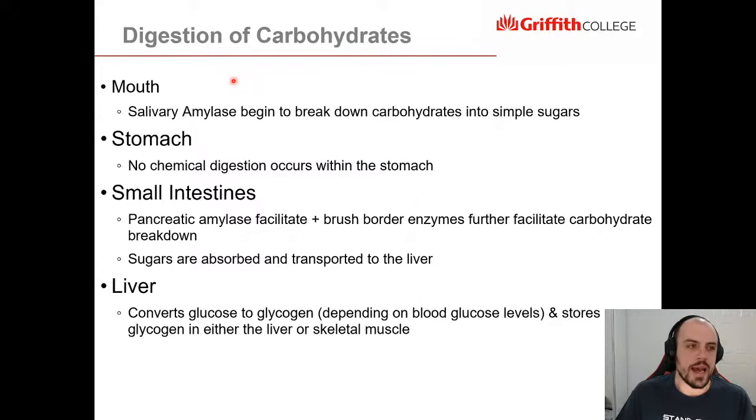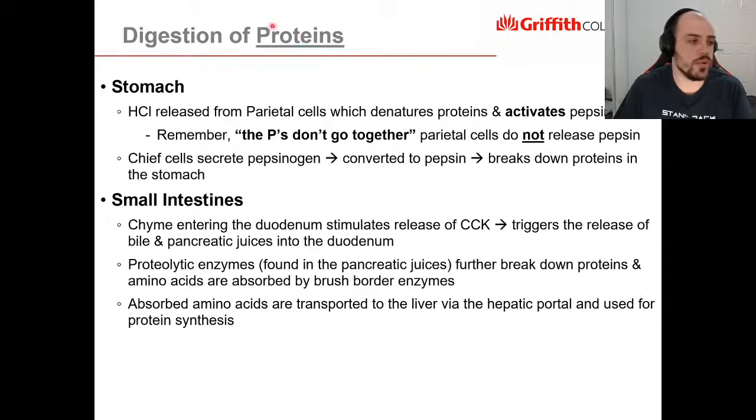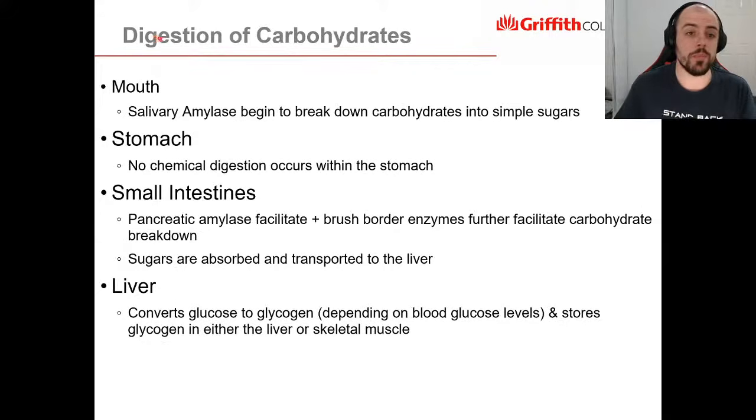Now, looking at digestion of carbohydrates, you'll notice that this is a bit different compared to our digestion of proteins. Proteins really only started their chemical digestion in the stomach. There was nothing starting in the mouth per se. However, when we look at our carbohydrates, it definitely does start at the mouth.